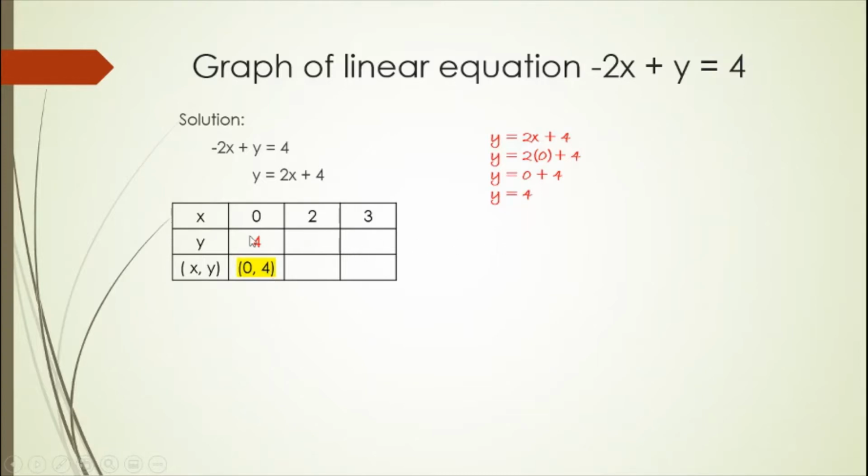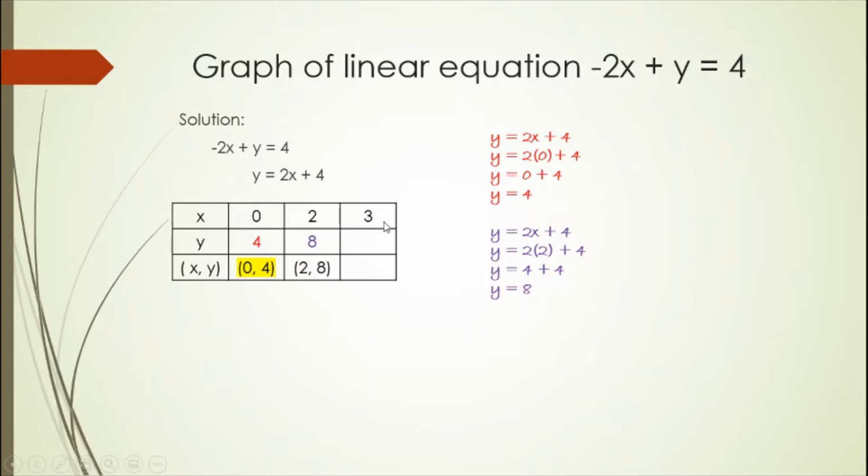Next, 2. So, same thing kung anong ginawa natin sa 0. We copy first the equation, y equals to 2x plus 4. Then, we substitute the value of 2 to x. So, we have 2 times 2 plus 4. 2 times 2 is 4, plus 4 is 8. So, ang ating value ng y is 8. Ang ating ordered pair ay 2, 8.